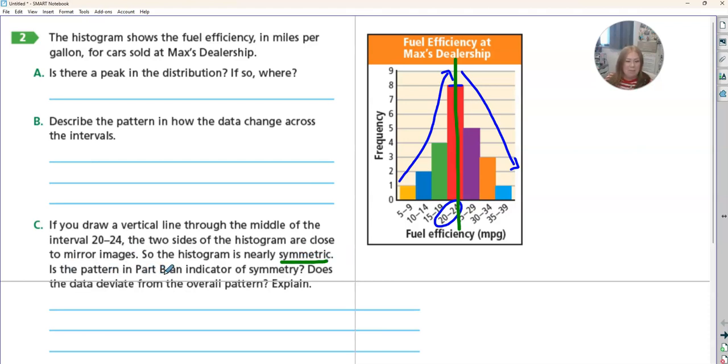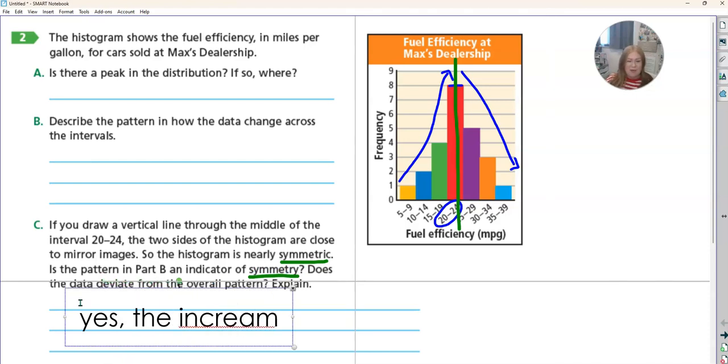Is the pattern in part B an indicator of symmetry? So we noticed it went up and then it just went down. We can kind of see as it was folded, it's just kind of going down along each side. So does the data deviate from the overall pattern? Let's come back here. It's nearly symmetric. Is the pattern we notice, that it goes up and then down, part of the symmetry? I'm going to say yes.